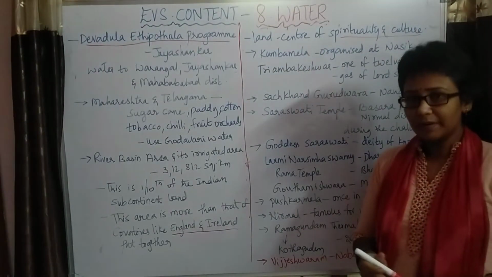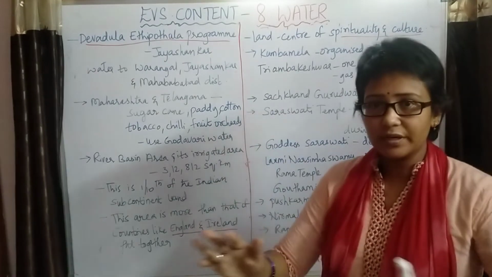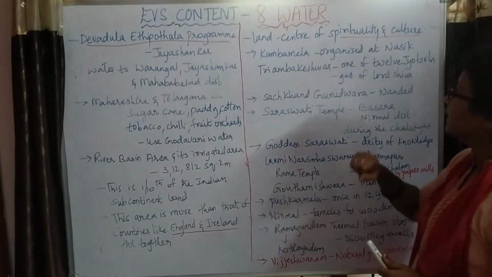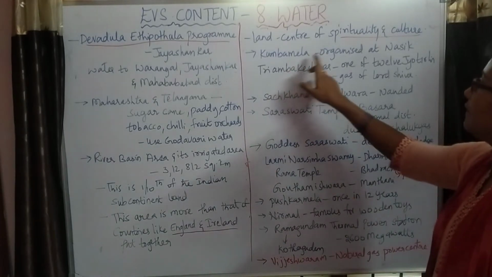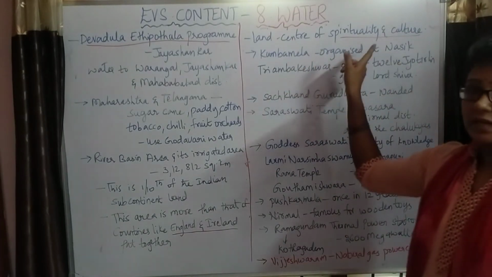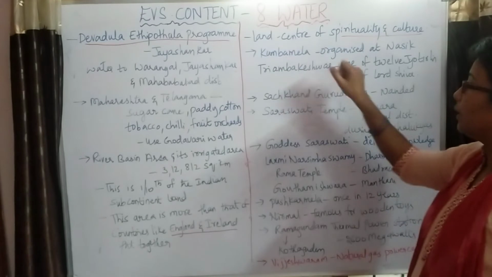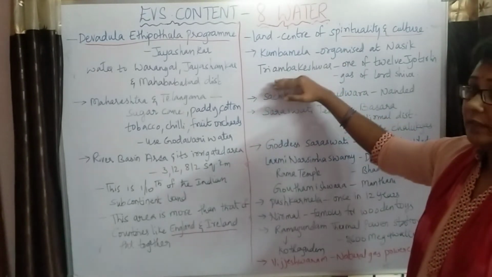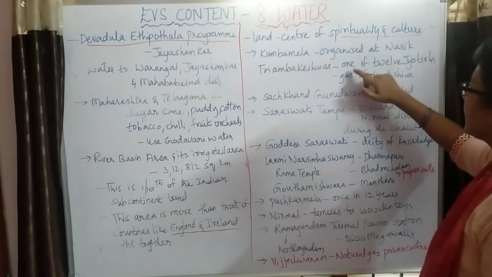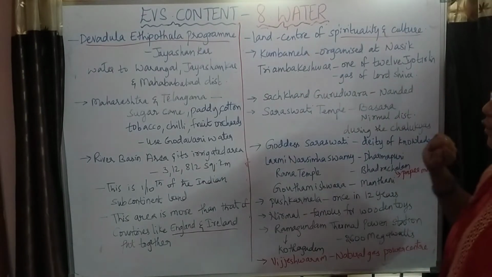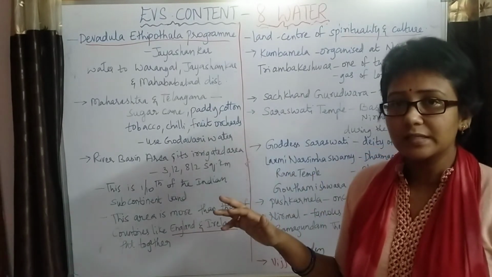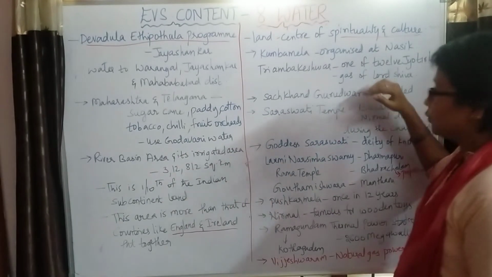The places located nearby are centers for spirituality and culture. Kumbh Mela is organized at Nasik. Triambakeshwar is also a place located near the Godavari river, and it is one of the 12 Jyotirlingas of Lord Shiva. It is a famous spiritual center where Lord Shiva is worshipped.